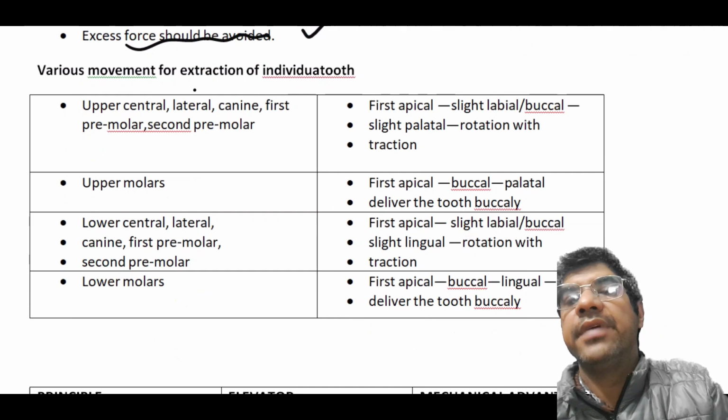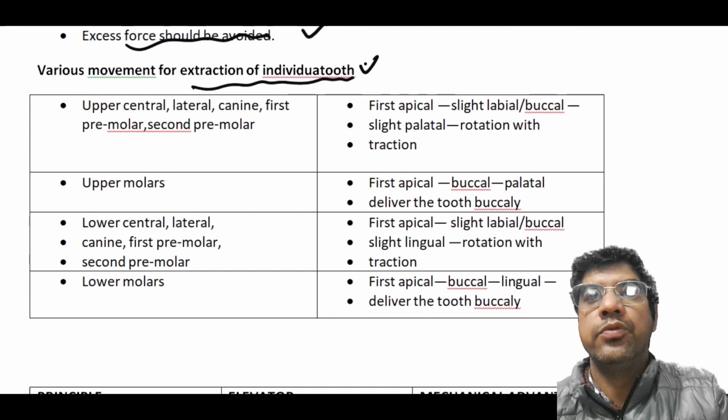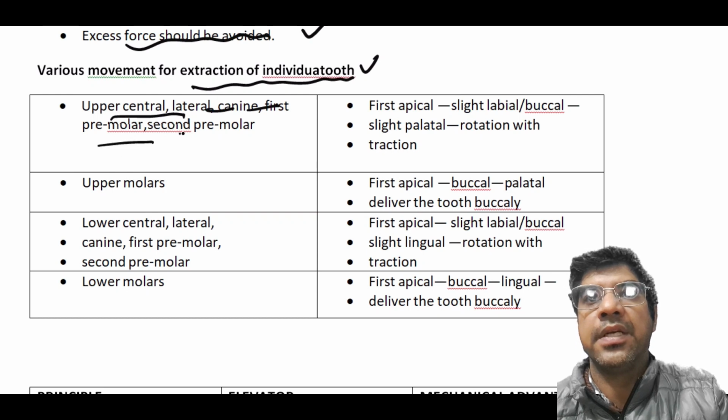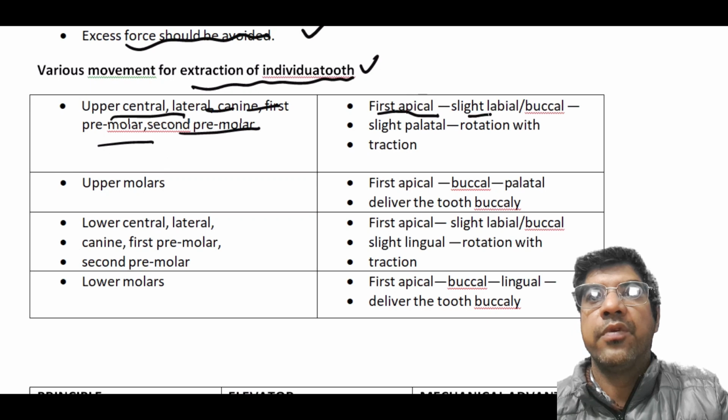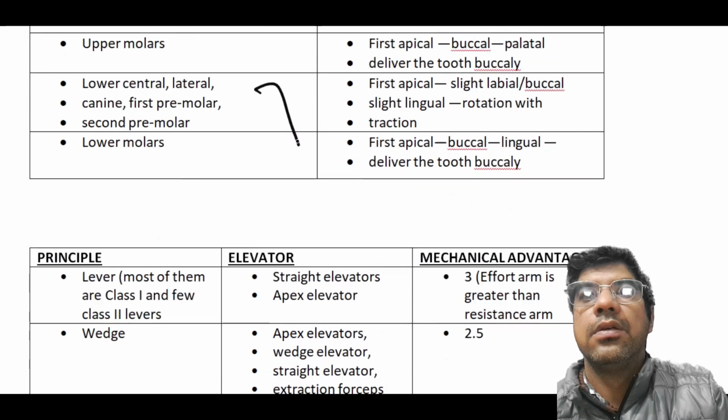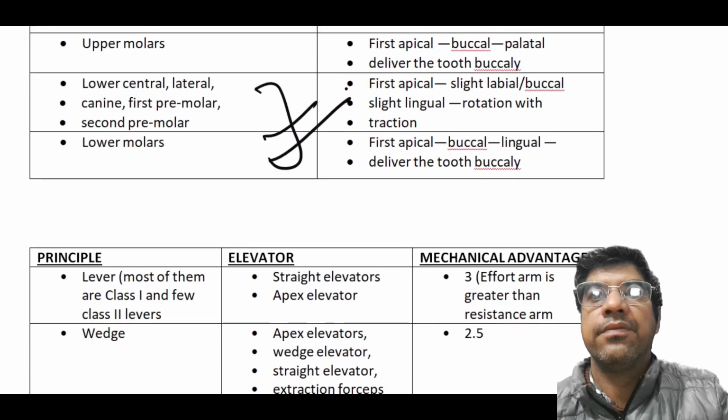These are the various movements that are used for extraction of the individual teeth. Remember, for the upper central, lateral, canine, first premolar, and second premolar, the forces are first apical, then slightly labial or buccal, slight palatal, and rotation with the traction. So remember the forces.